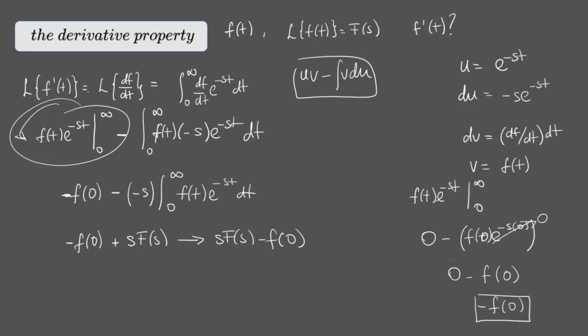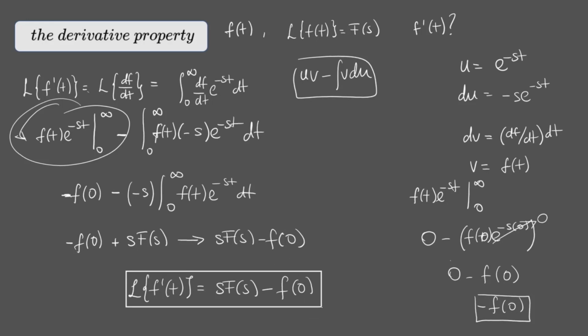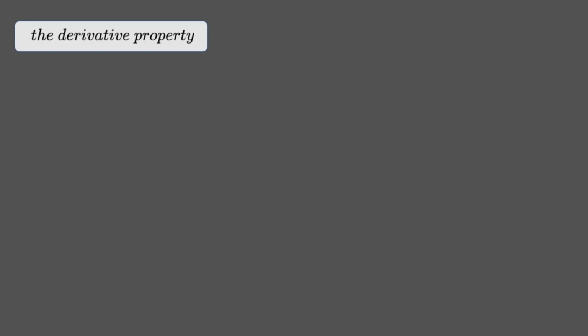If you have f as a function of time, let me write this out. Therefore, the Laplace transform of f prime of t is going to be s times capital F of s, that's s times the Laplace of f of t, minus the value of f of t at time equals 0. Really simple, really amazing mathematics. Very quickly, let's see what happens when you try to work out an example.